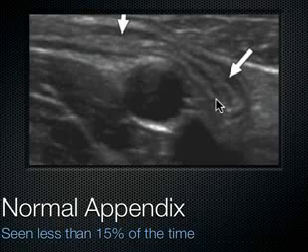We're able to see this tubular blind-ended structure with nice thin walls, and if you measure from outer wall to outer wall, okay, here to here, here to here, here to here, you're going to get less than 5 millimeters, and that's normal. You can get up to 6 millimeters to have a normal appendix.